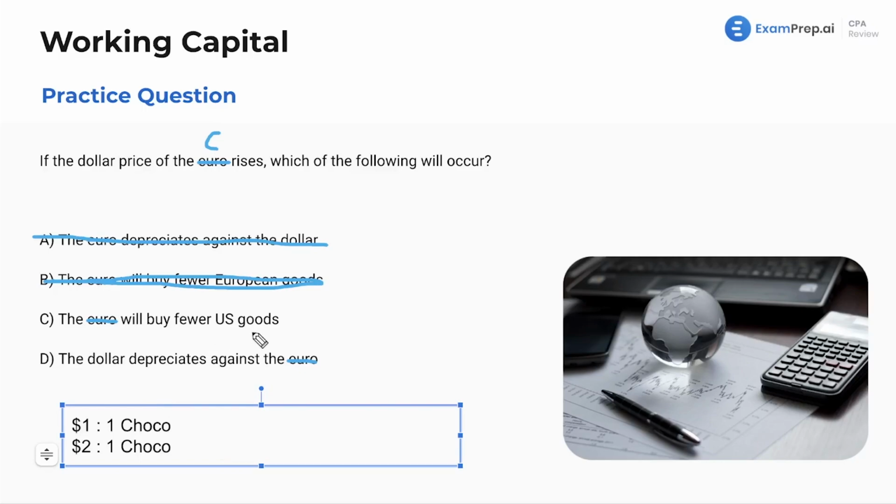Well, what about that? No, it'll actually buy more because, again, the value of this went up compared to the US dollar. So me having a chocolate bar actually is a better investment now than the US dollar. That is wrong. And the dollar depreciates against the chocolate bar. That is true. It takes now more dollars to buy a chocolate bar. And as such, the dollar has depreciated against the chocolate bar.